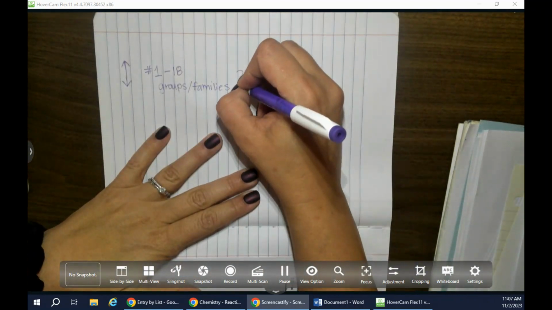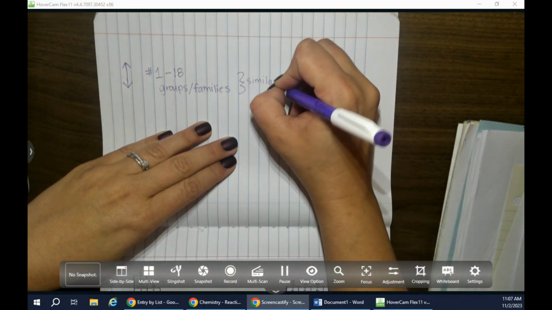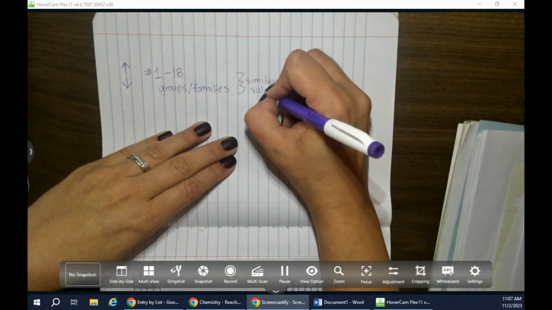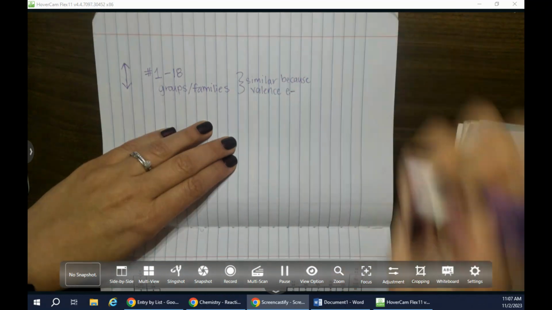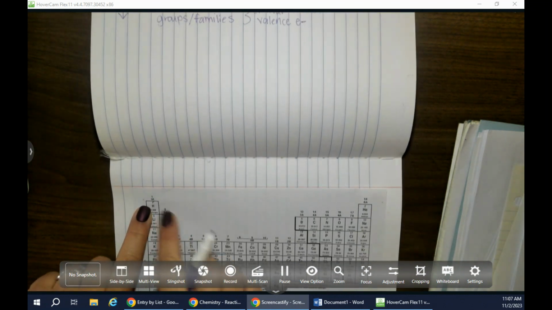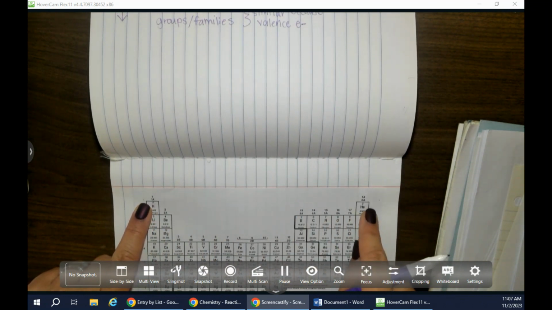Does anybody remember why? Why are they similar? Valence electrons, yep. Similar because valence electrons. Okay, so it's all about how many electrons are on the outside. What was the easy way that we were figuring out your valence electrons on the periodic table? Kind of, yeah. So the group numbers, but they're the ones that have the little a attached to them. Okay, no double digits, because we can only go up to the number 8.